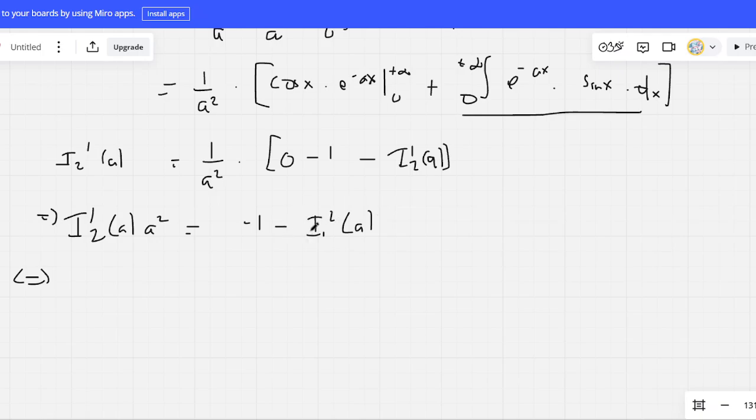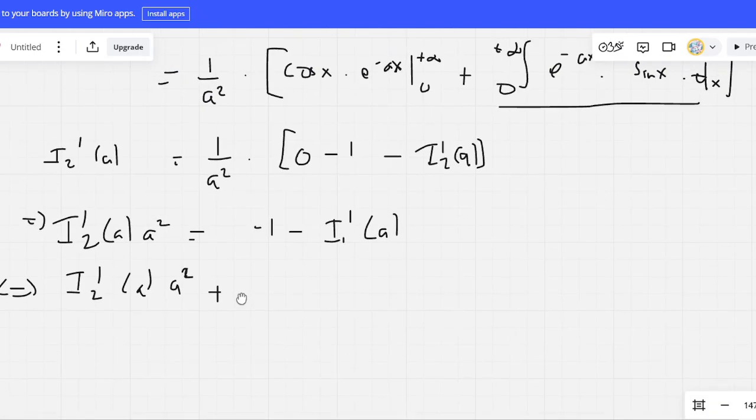Now let's add I2 of a to both sides. Let me zoom in a bit more. I2 prime of a plus I2 of a equals minus 1.